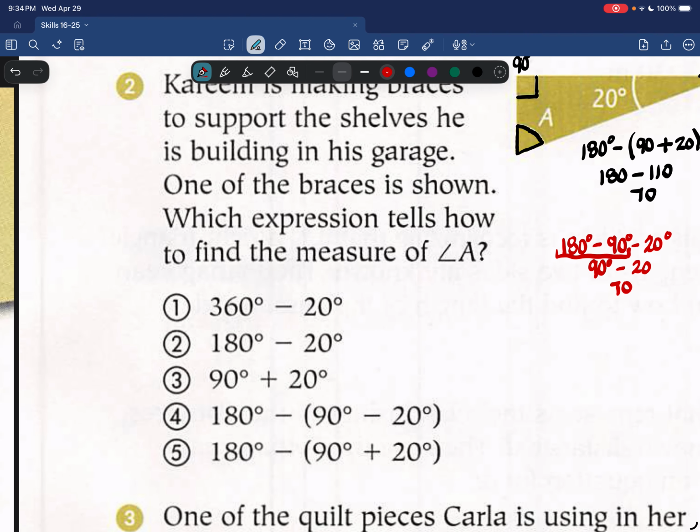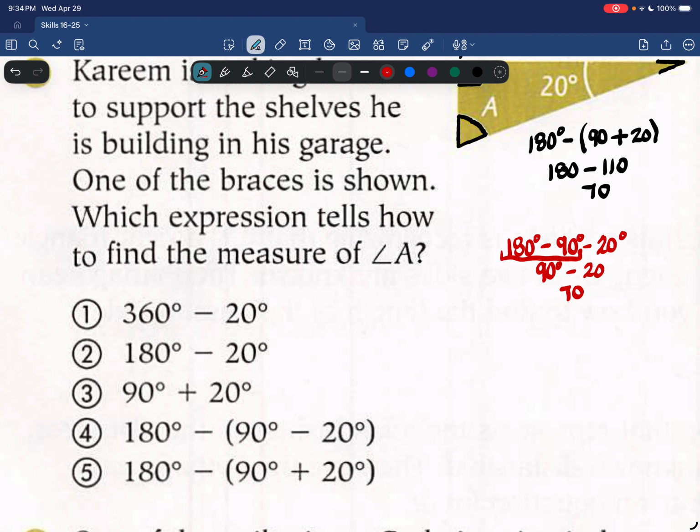So remember this is a concept, so let's pick our questions. Our setup. Number 1 is out because triangles do not have 360 degrees. Circles and squares do, but not triangles. So this one is not a possibility. Number 2 has the 180, but it only takes one of the angles out. It's missing the 90-degree angle. So this is not the answer. Number 3 does not have the 180, so I can eliminate that one.